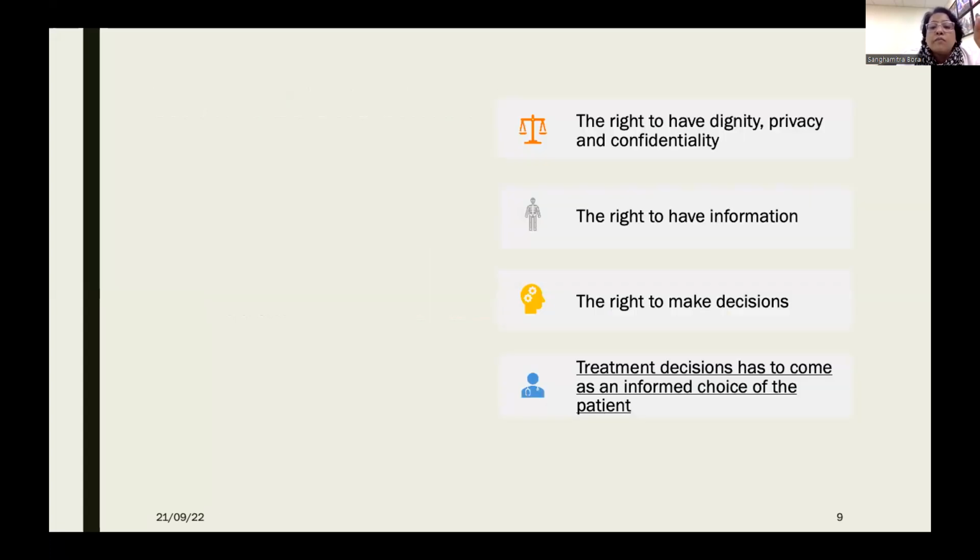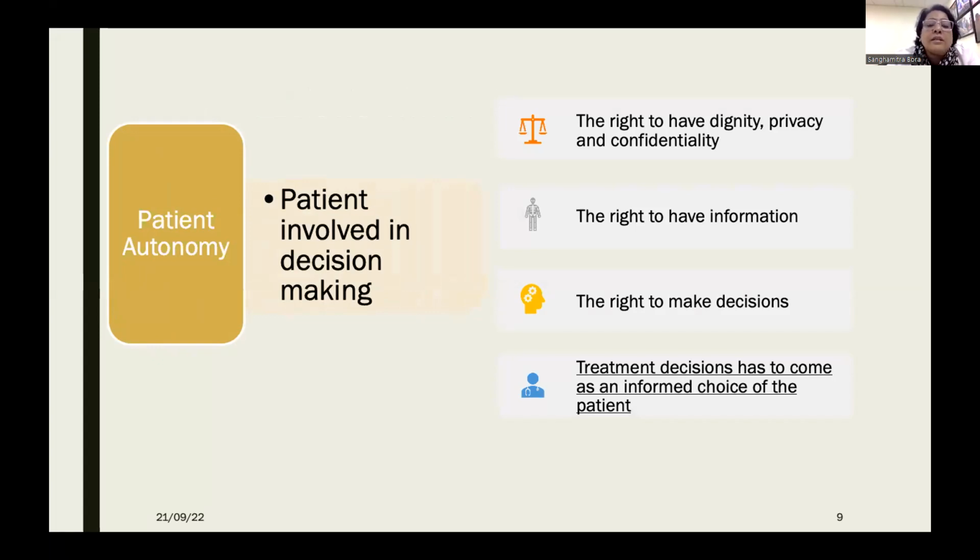How do we proceed? So see, first of all, we need to understand what is actually involved in patient autonomy. What is patient autonomy? The first and foremost thing is the right to have dignity, privacy, and confidentiality. These three things are extremely important for the patient. Secondly, we have to respect the fact that the patient has every right to have the correct information. And the patient also has every right to make his or her own decisions. At the same time, the treatment decision has to come as an informed choice of the patient, as correctly said by the doctor right now.